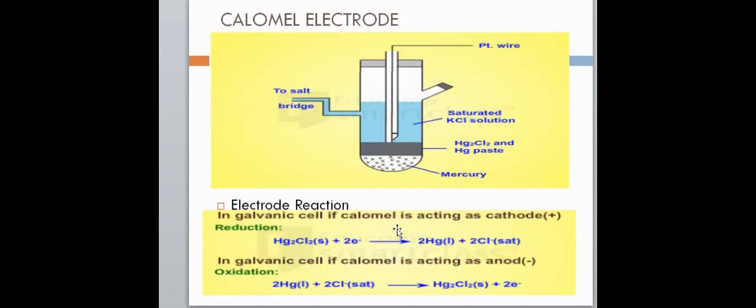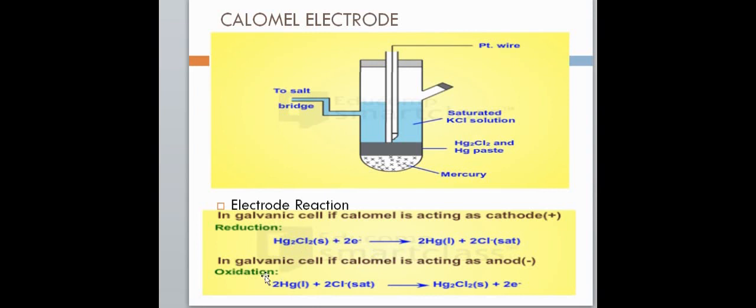So let's write down the electrode reaction when calomel electrode is used. So at reduction, that means at cathode, I can write down like this. So gain of electrons when the calomel electrode acts as a cathode. So Hg2Cl2 plus 2 electrons gives 2Hg plus 2Cl minus.